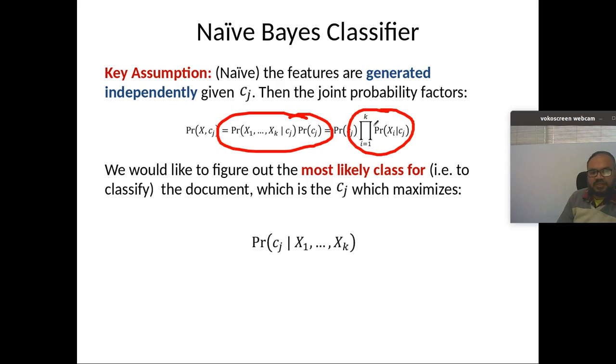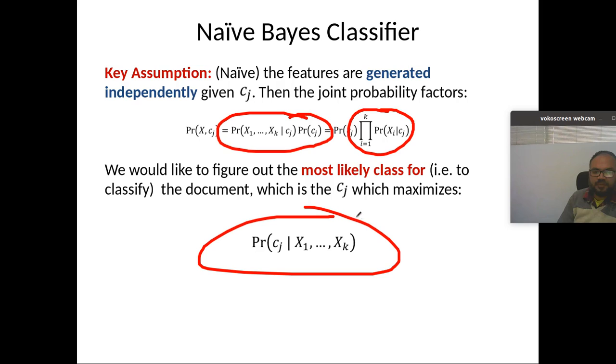Based on this joint probability, we want to figure out the most likely class to classify the document, which is the class Cj that maximizes this posterior probability.